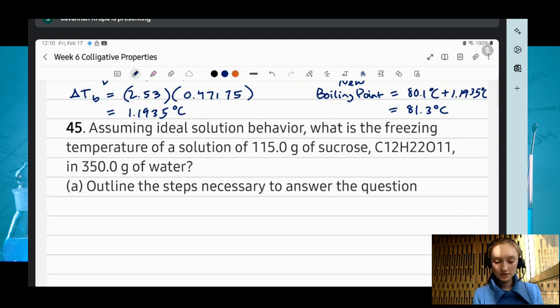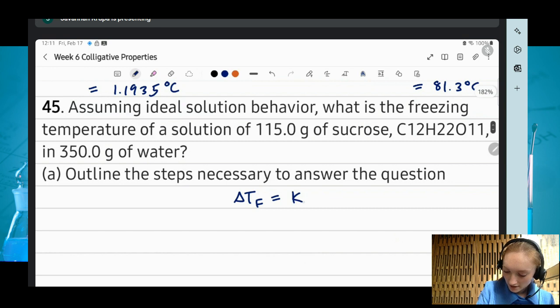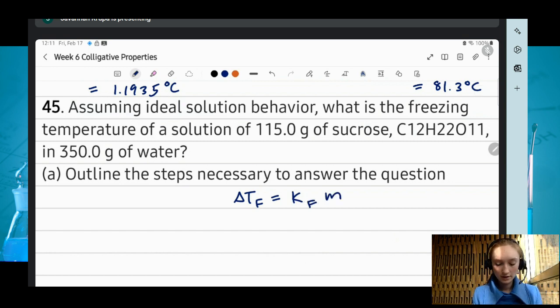So this is very similar to the last problem, but instead of a boiling temperature, we're working on a freezing temperature. So it's still the same equation, just with different meanings behind it. Instead of change in boiling temperature, it's going to be change in freezing. So it's going to be delta TF equals KF times the molality. It's the same equation that we're working with.